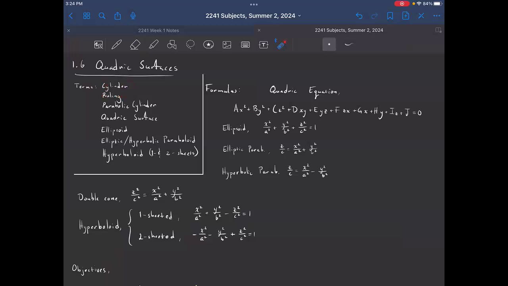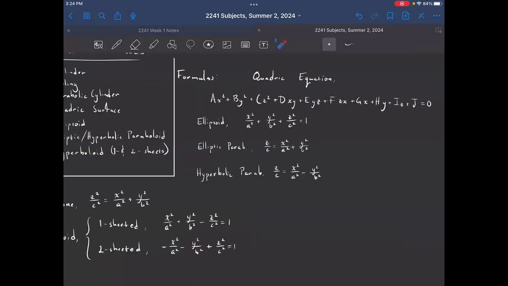Cylinder, ruling, parabolic cylinders. So we have several cylinders and something. And then quadric surfaces, that's what we're talking about. Ellipsoids, elliptic and hyperbolic paraboloids, and hyperboloids. So these are all different kinds of surfaces of degree 2. Right, and then over here we have our formulas.